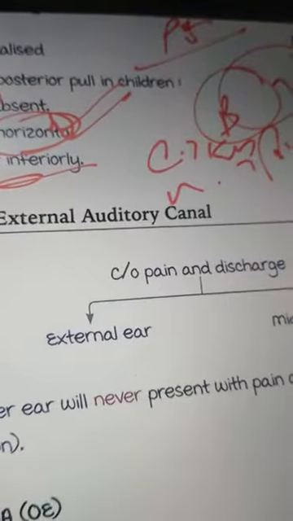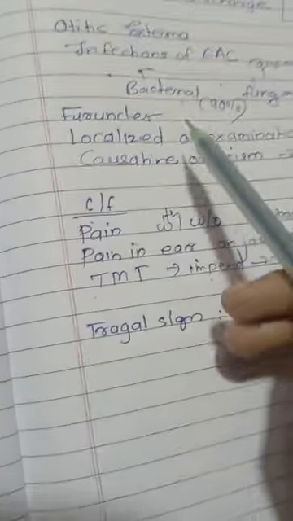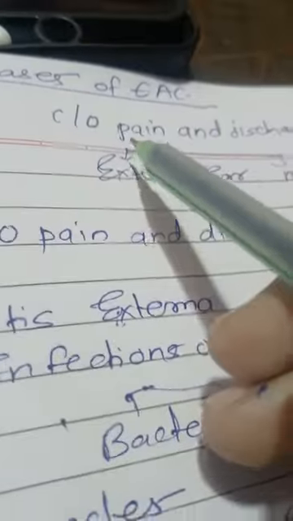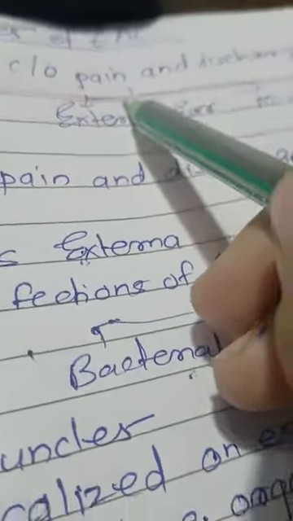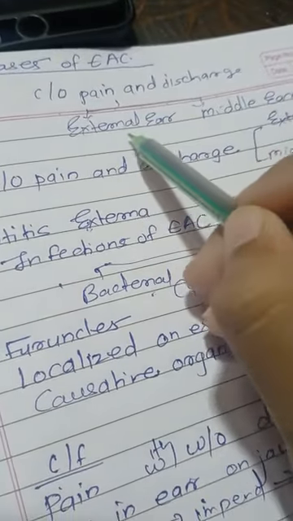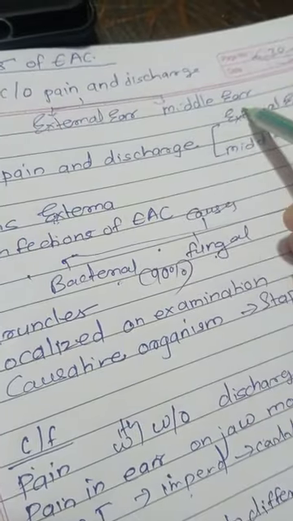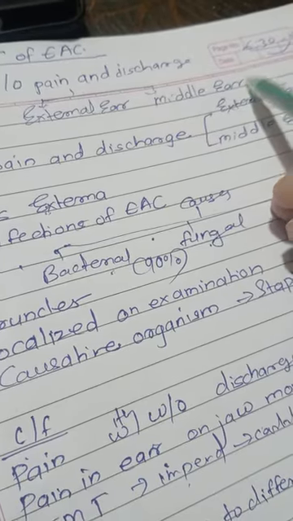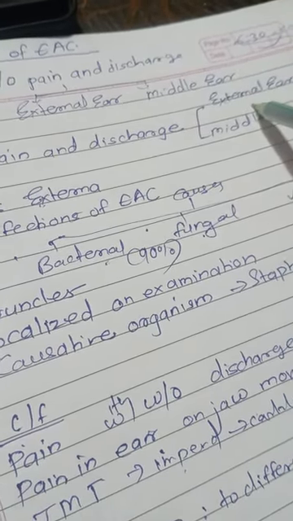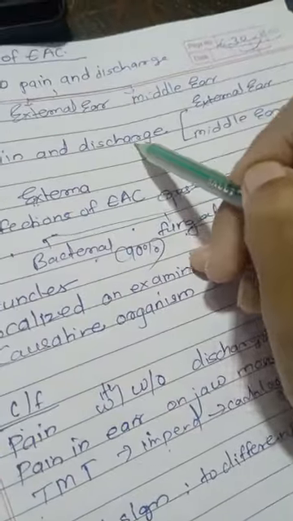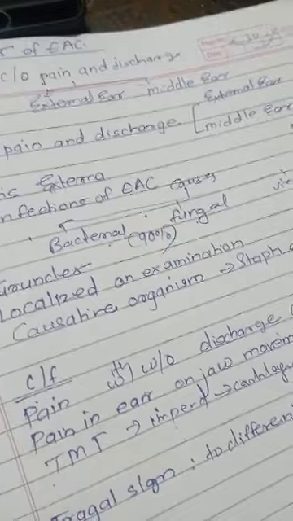Now talking about the diseases of the external auditory canal. The main complaints a patient has are pain and discharge. Pain and discharge are seen as complaints of the external ear and middle ear, but not the inner ear. Why? Because the inner ear has no sensory nerve supply, therefore any kind of pain won't even be felt. So that's why for the inner ear there is no such complaint. It is limited to the external ear and middle ear.